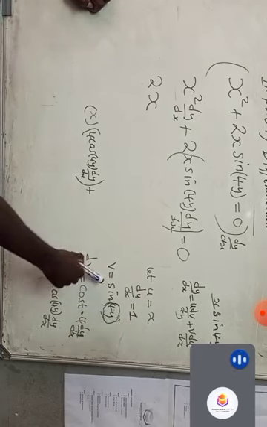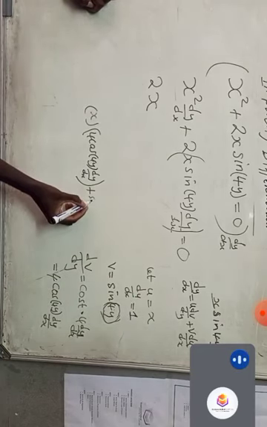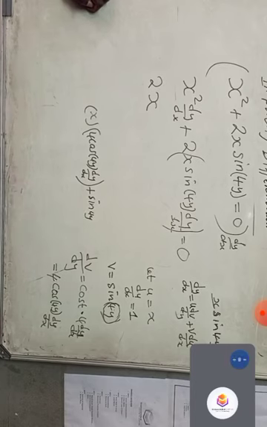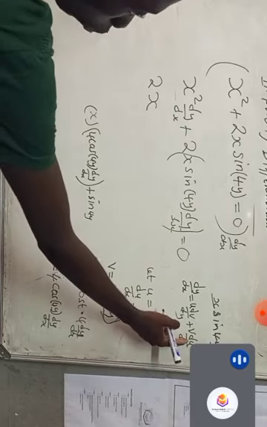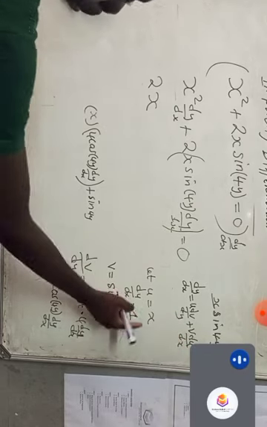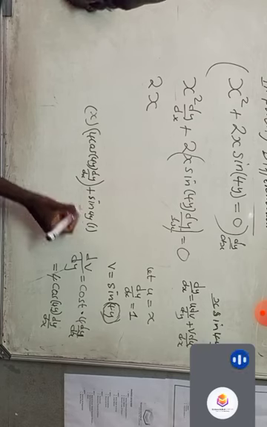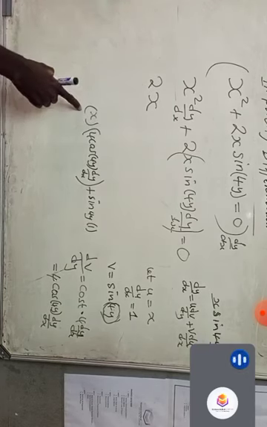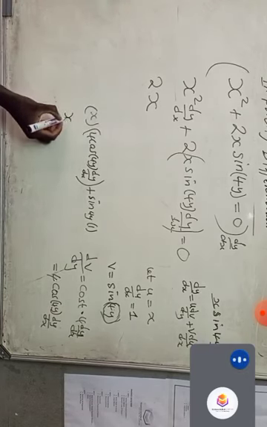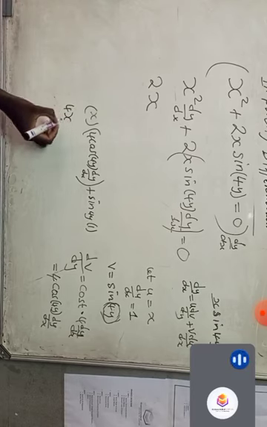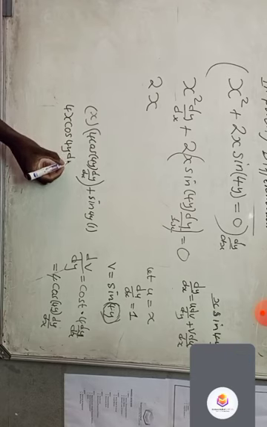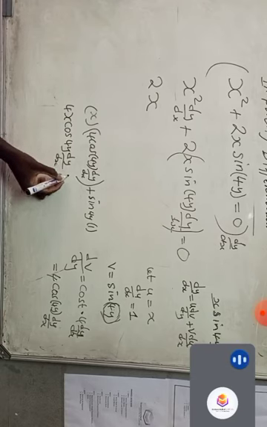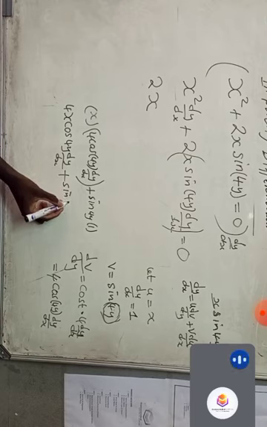Then we have plus our v. Our v is sin 4y. So we have sin 4y, then this is multiplying by du dx. Our du dx is 1. So when you multiply this, we are going to have 4x cos 4y dy dx plus sine 4y.